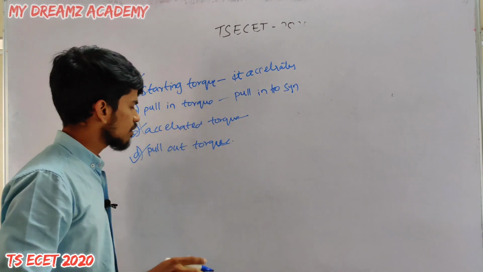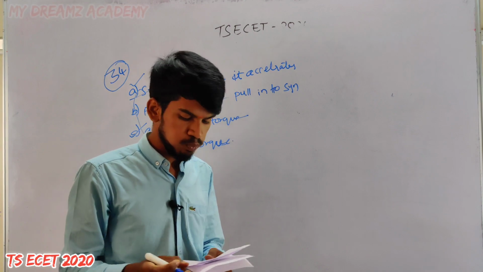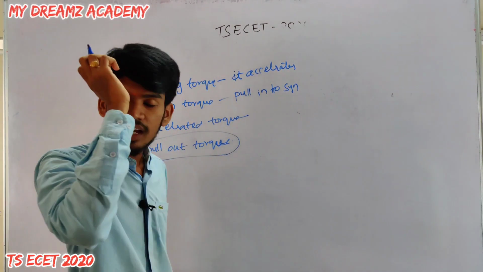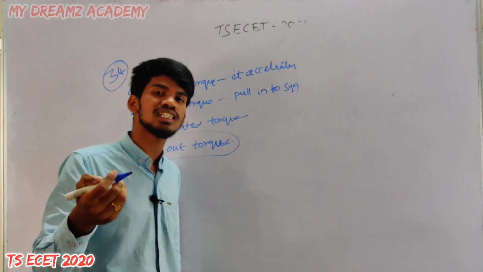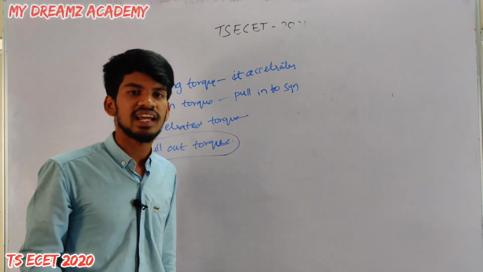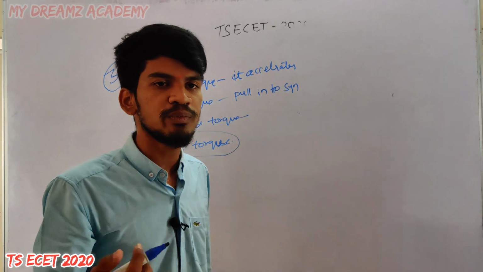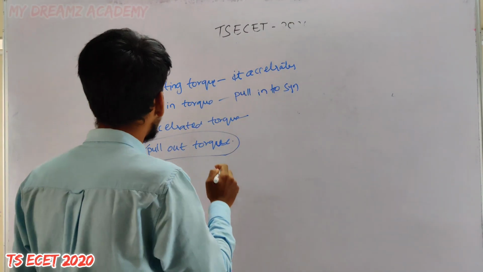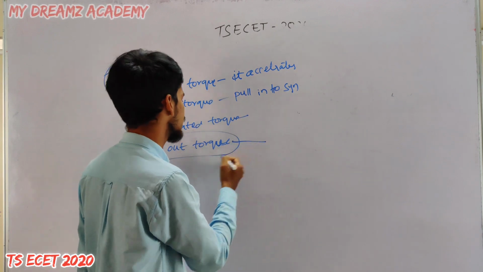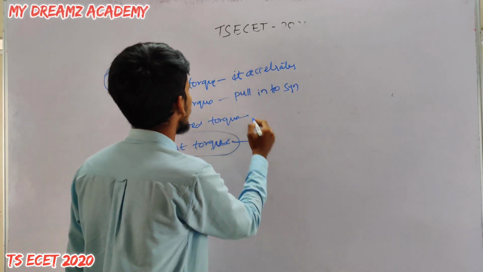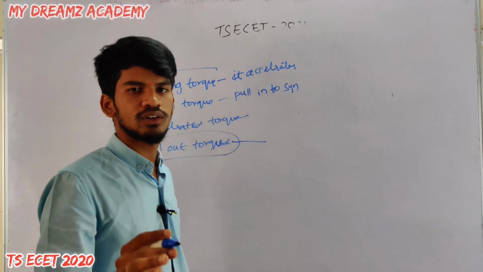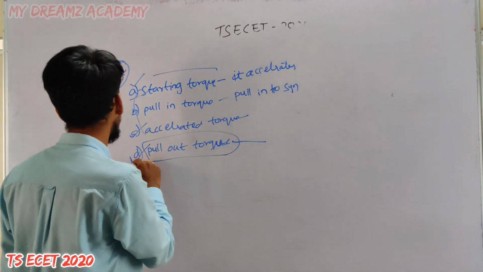And option D, pull-out torque. Pull-out torque is nothing but the torque up to which the synchronous motor keeps its ability, and at that time you need to be in synchronism only. So if we see the definition of pull-out torque, the given statement matches with pull-out torque only. So our right option is pull-out torque.